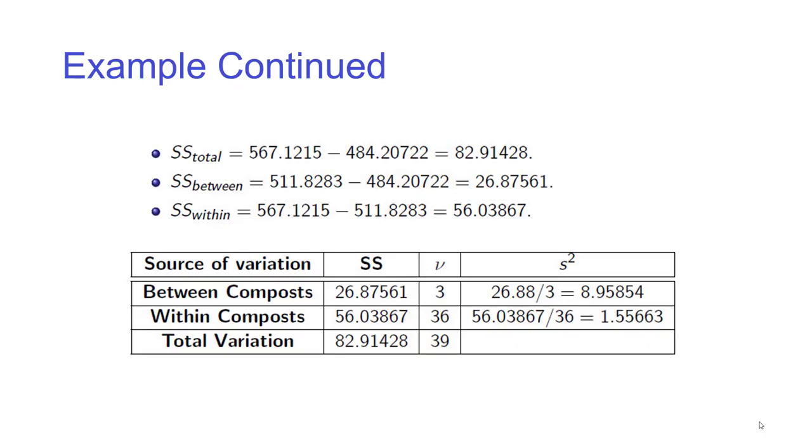So there you've got your sum of the squares between composts, sum of the squares within composts, and the total variation, the total sum of the squares. Beside that, you've got your degrees of freedom. There are 4 groups, therefore it's 4 minus 1 to give you degrees of freedom, which is 3. There are 40 plants across the 4 groups. Take away 1 for each of the different groups. That gives you 36 degrees of freedom within the composts.